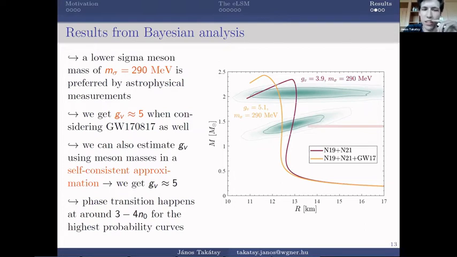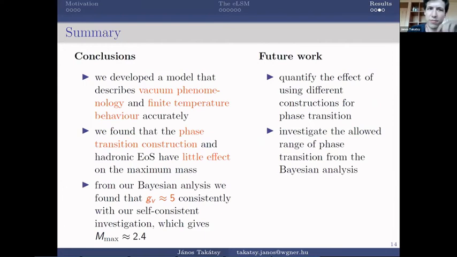And the phase transition in our case happens at around 3 or 4 times saturation density. All right, and these are our findings so far. With this, I would like to thank you for your attention, and I'm open for questions. Thank you very much, Janos. That was excellent. So, any questions?